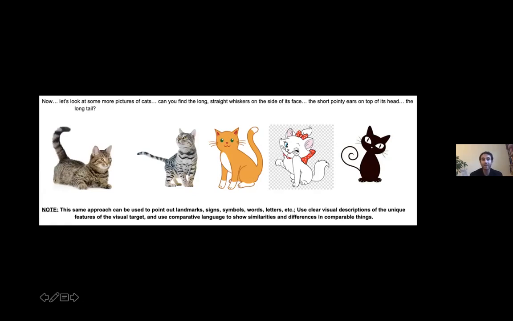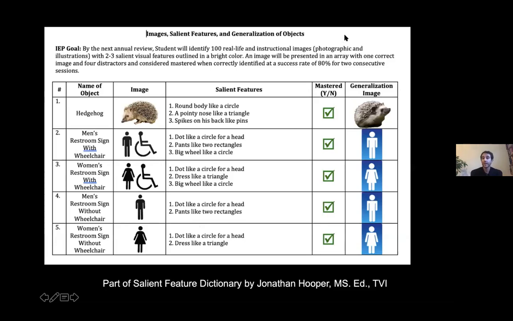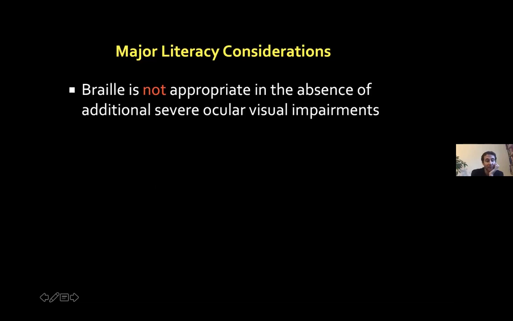So this is how we're going to build a child's visual image bank, their Google image bank in their brain, so that when they see a new picture of a cat that they've never seen before, they're going to be able to know where it fits in that Google image bank. If you really want to go the step further for a student who needs it, you can develop a salient feature dictionary. This is a running list, a living document basically, of all of the different objects and visual targets that your student or child is focusing on. So this is just some examples of what that might look like.